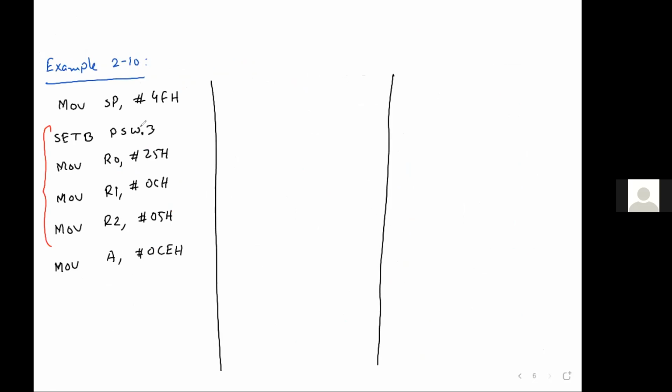So let's try to be more specific about how you are determining this. PSW.3 denotes R0, so it should be bank 0. Let me draw the PSW flag. I think you are getting confused a little bit.